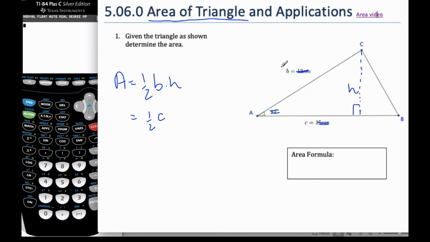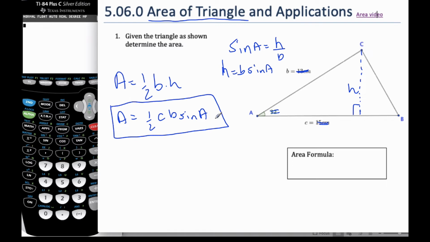The height, though, if I look at A, H, and B, I know that the sine of A is equal to H over B. Rewriting that, H is equal to B sine of A. And so I could take this and substitute in for H. So it's a half C times B sine of A. And this is the area of a triangle when we have an angle and two sides that include it.